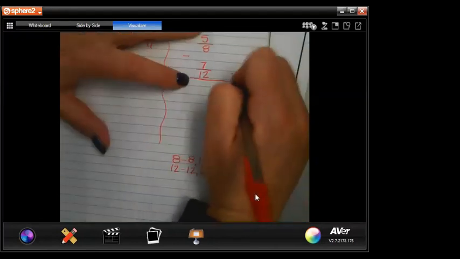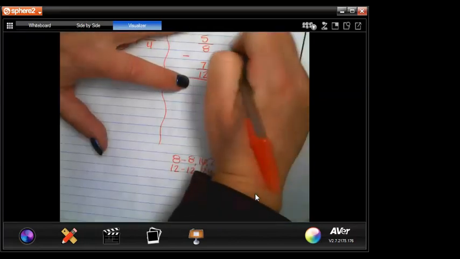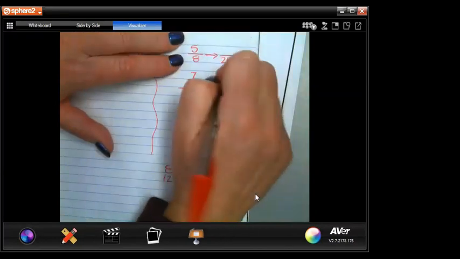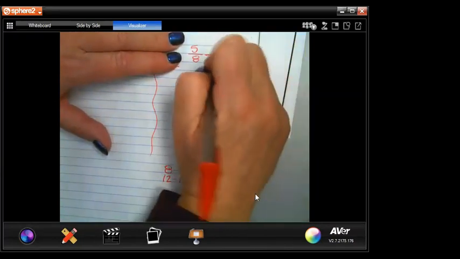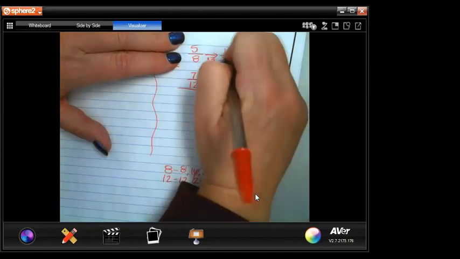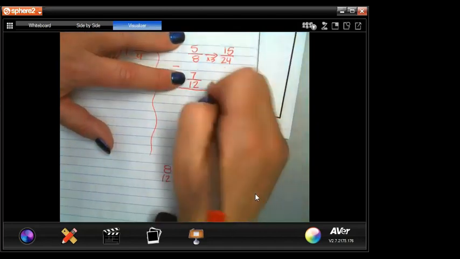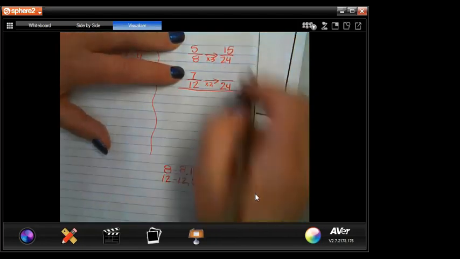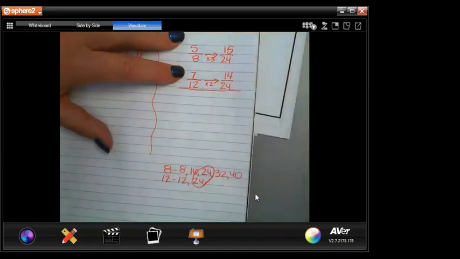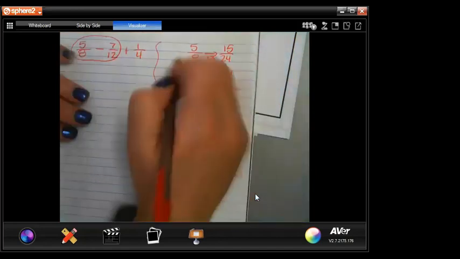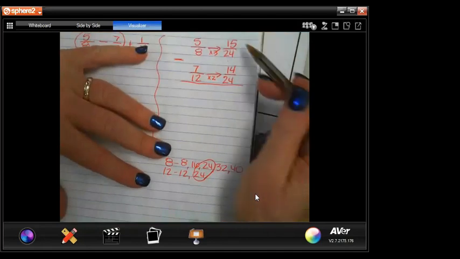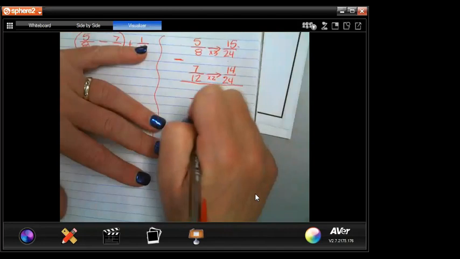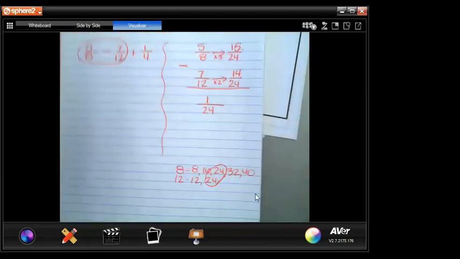So 24 is going to be my new denominator. So now I ask, 8 times what is 24? 3. So 5 times 3 is 15. Okay, all right, 12 times 2 is 24. So 7 times 2 is 14. All right, so now this is subtraction, so I'm going to subtract. 15 minus 14 is 1, and my denominator stays the same.